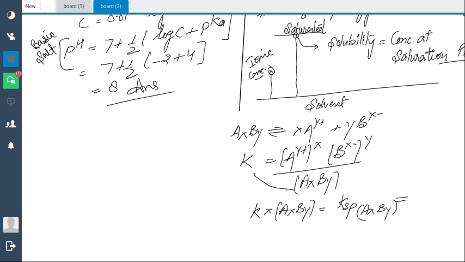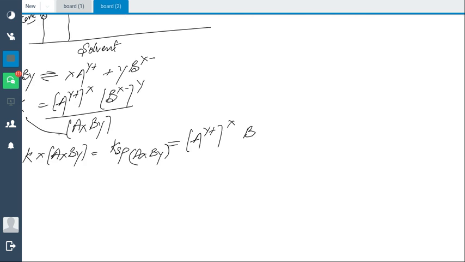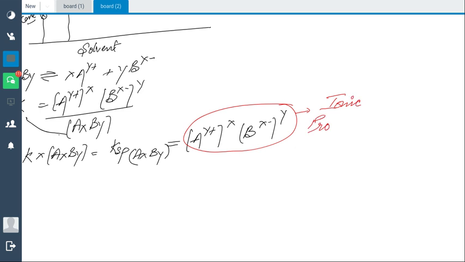This is Ksp. Now see, very important point. See, this right hand side is termed as ionic product, and this is termed as solubility product constant.